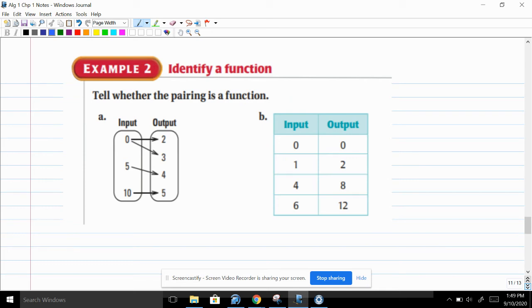Let's look at a couple other pairs here. Tell whether each pairing is a function. Let's look at the mapping in part A. Do you see a one-to-one correspondence there? Does each input go to one and only one output? Hopefully, your answer is no, because of that situation right there. 0 is going to 2. 0 is also going to 3. So the input 0 has 2 outputs. So this map is not a function.